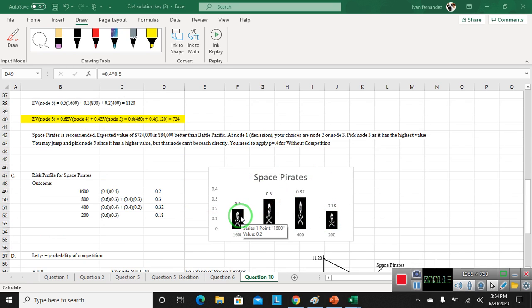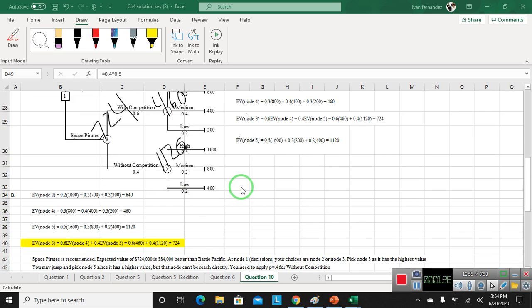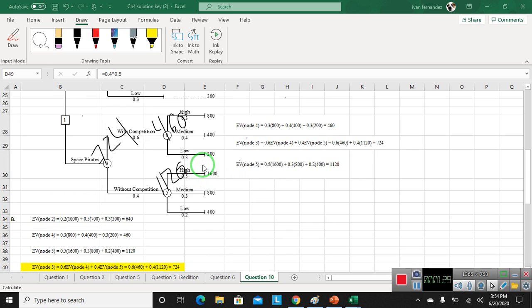And a risk profile shows each of the possible payouts and the probability that those payouts are the ones that actually take place. So if you go back to Space Pirates, and now we're only doing the risk profile for Space Pirates because Space Pirates is our recommendation. So look at these payouts, or payoffs. There are 6 of them. But if you look at them, look, 800 and 800, 400 and 400, and then 1600, and that's it.